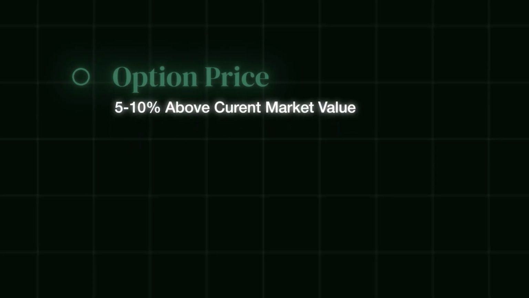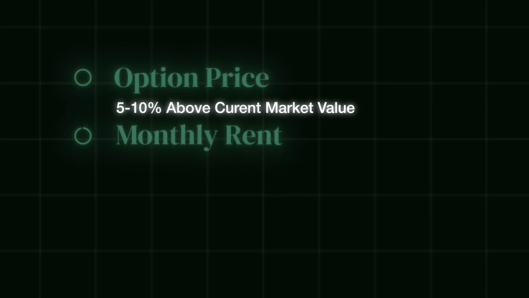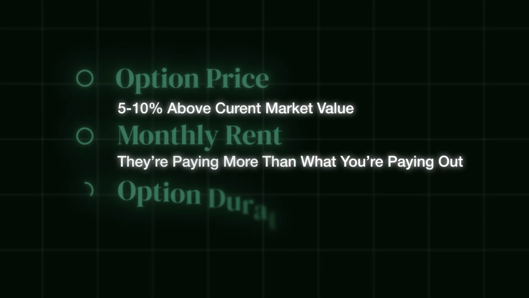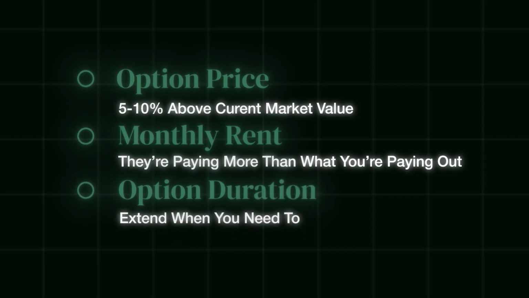Step number 6, structure the deal with the tenant buyer. This is where you create your profit. Make sure that you have calculated their option price, that you added 5 to 10% to the current market value for when they're buying in the future. Make sure you've calculated the monthly rent, that they're paying you a few hundred above what you're paying out. And normally I'm going to give them a 1-year option and extend if we need to.